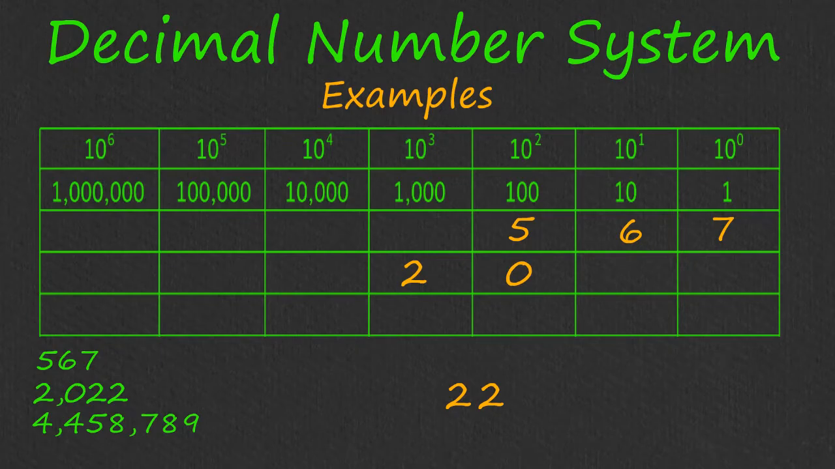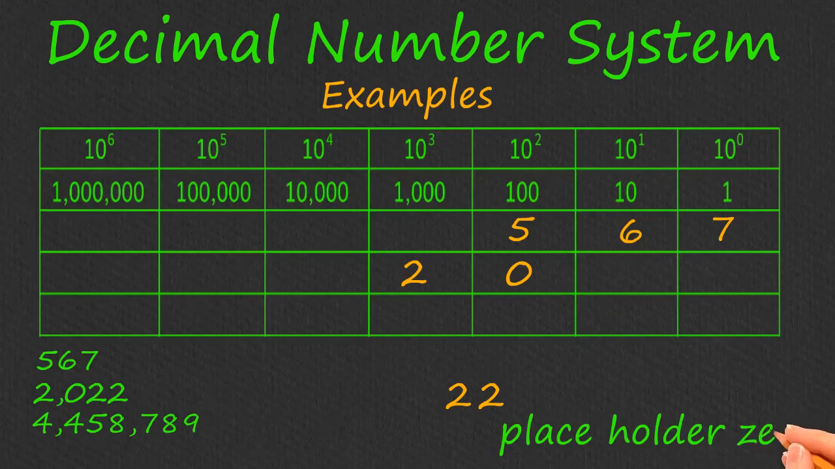What it basically means is that this number doesn't have any hundreds. Remember, 0 means nothing in mathematics. This 0 is also called a placeholder, and it has a very important role. If we left the placeholder 0 out from the number, we would have a very different number.